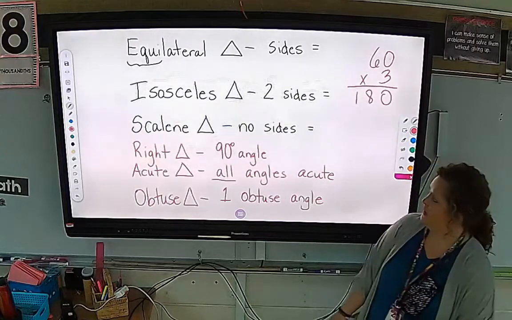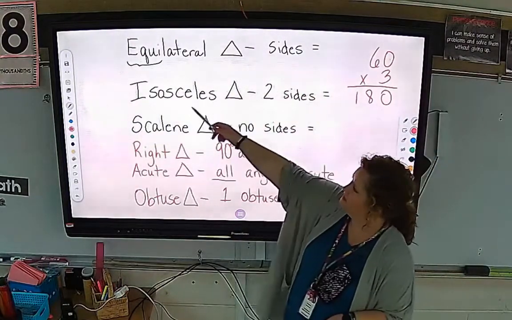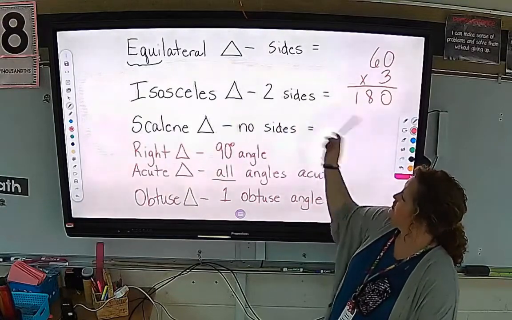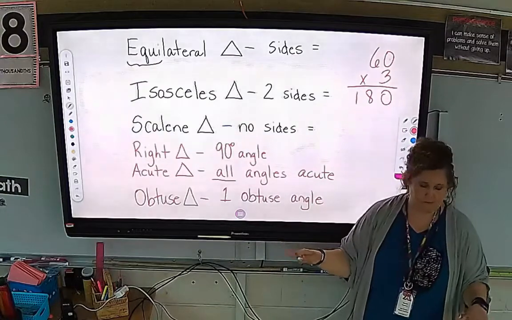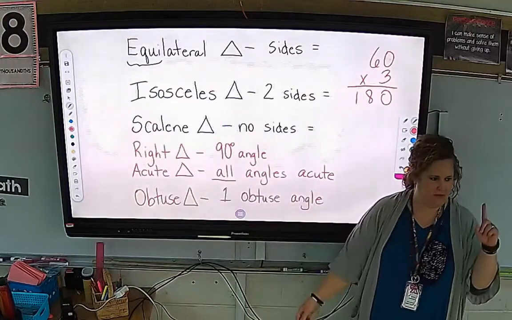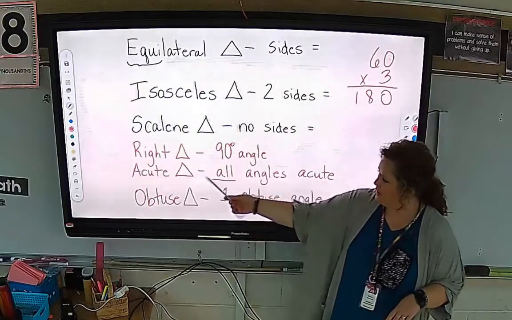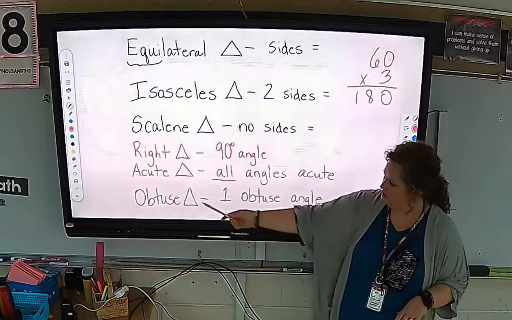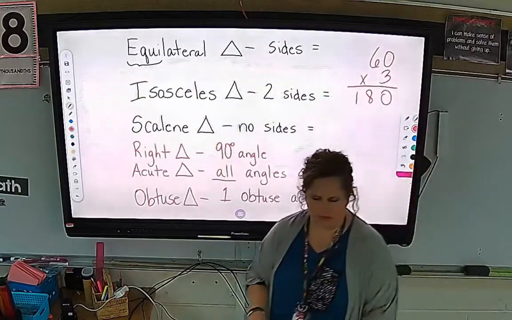You can have an equilateral triangle, all sides are equal, an isosceles triangle, where two sides are equal, a scalene triangle, no sides are equal. A right triangle, those are pretty easy to spot. One of the angles is a right angle. Acute triangle, all of the angles are acute. Obtuse triangle, one of the angles is obtuse. Those are pretty easy to spot too.